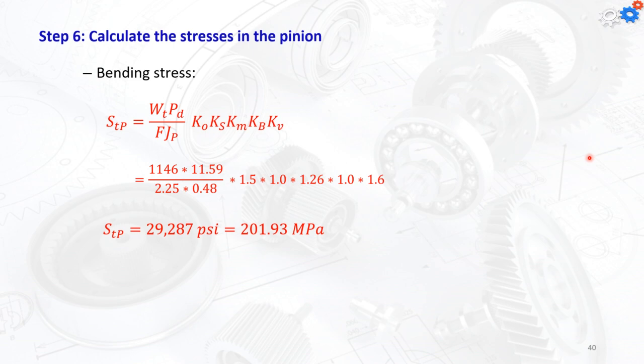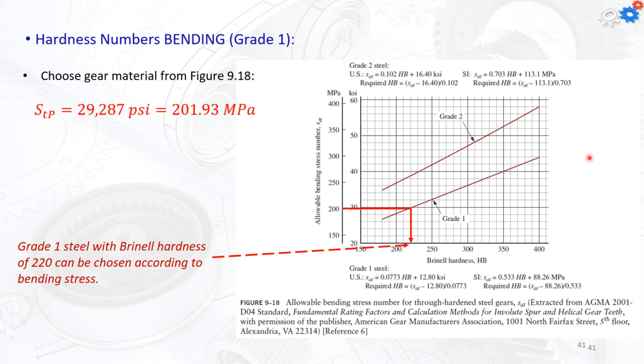I can find the required hardness for the gear. For the hardness bending for the grade 1 steel, we choose that by simply finding the intersection. Our value for the stress is about 200 megapascal or 29,000 psi. This line is only going to intersect with the grade 1, and thus I find that the hardness required is going to be 220. That's for the Brinell test. So yep, we got that, and we are going to move forward and calculate the rest.